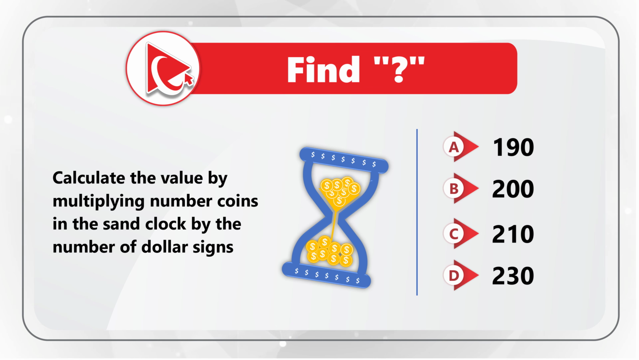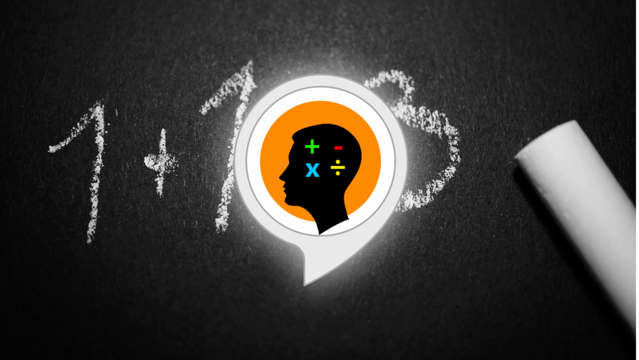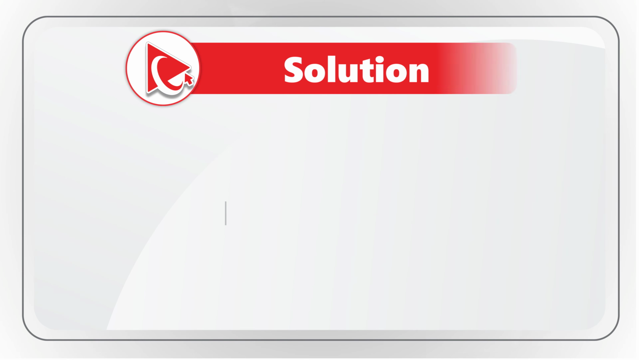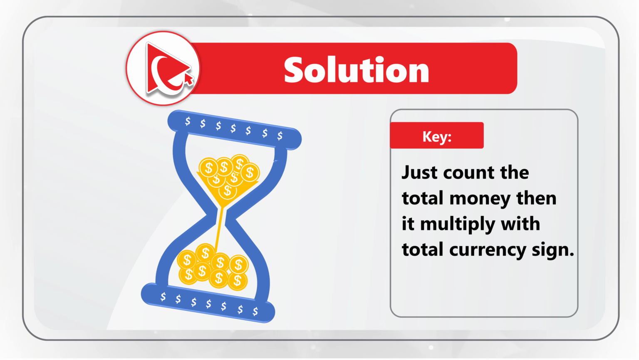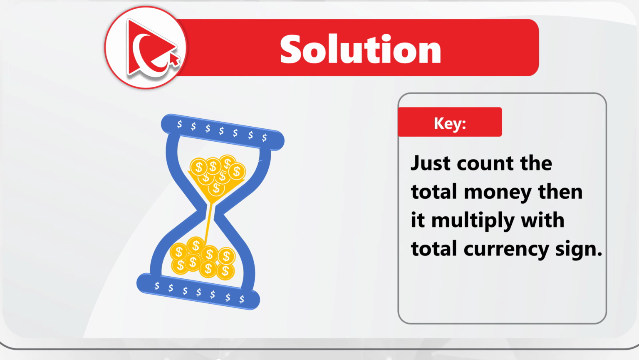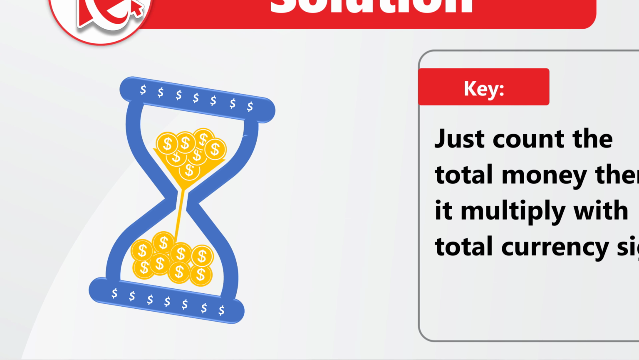Take a close look, maybe do mental math to see if you can come up with the solution. The key here, though, is not to overthink it. To solve it correctly, we need to count the coins. Let's start by counting coins at the top. There should be 7 coins. 1, 2, 3, 4, 5, 6, and 7. There are 8 coins at the bottom. Let's count them. 1, 2, 3, 4, 5, 6, 7, and 8.